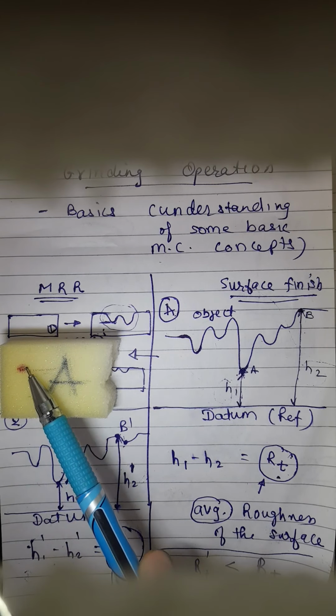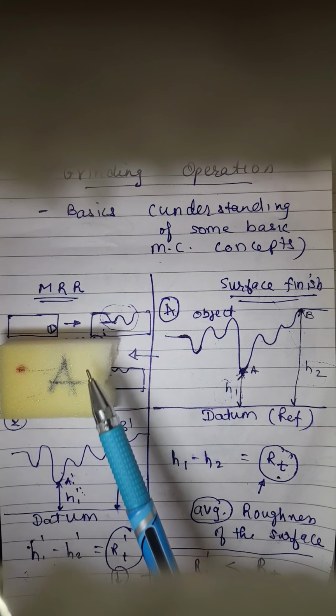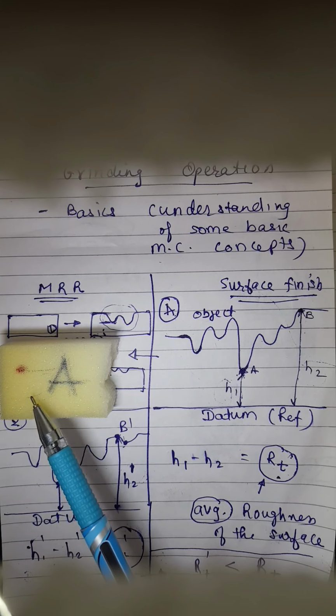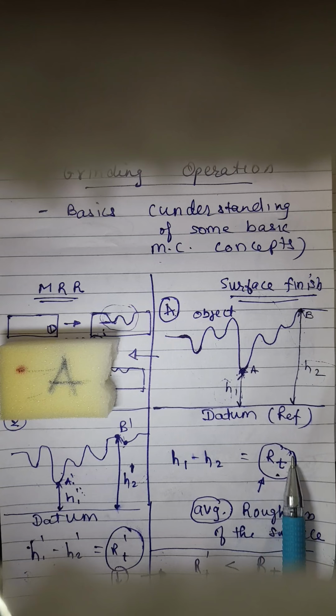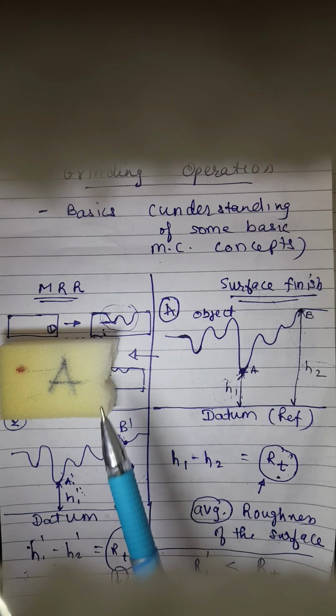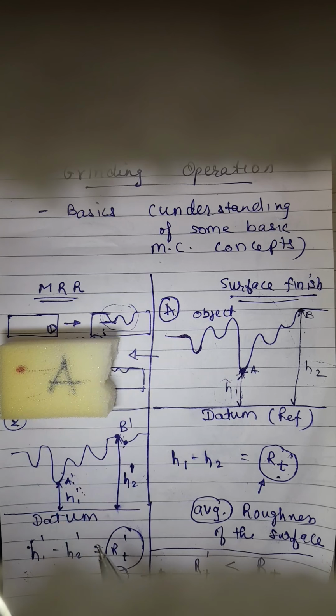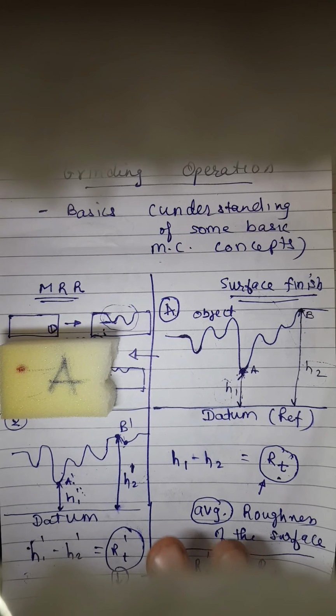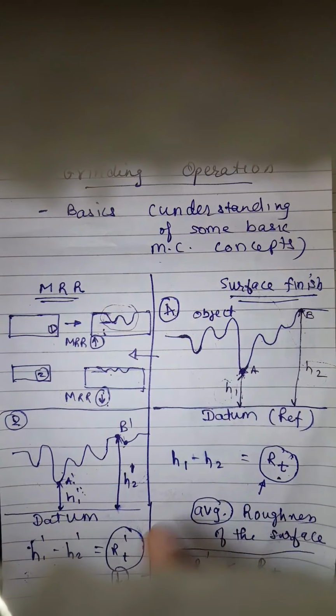All right, so I can measure this for various points. This is point 1. I can take any other point, maybe somewhere here, somewhere here, likewise. So I'll get different values of Rt, and if I average these different values over the number of observations that I have taken, then it would give me an overall average roughness of the whole surface. All right, so this is one of the objects that I have taken under consideration.